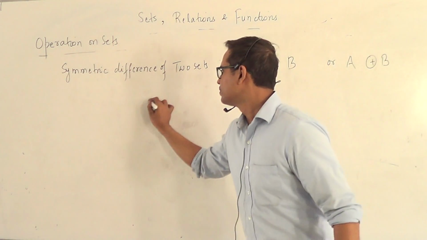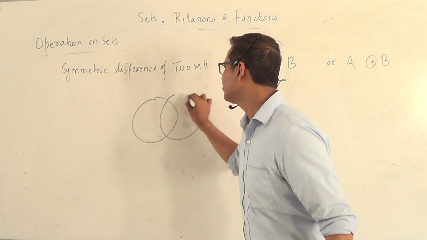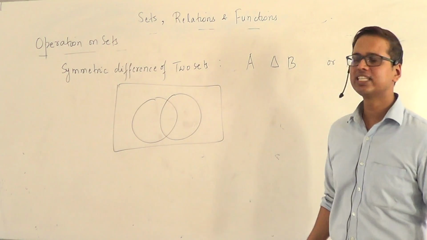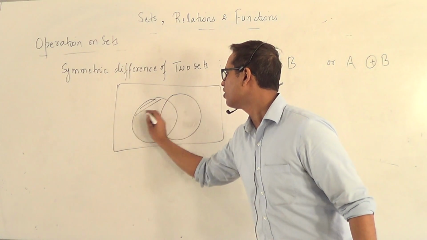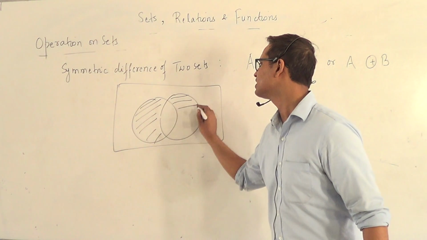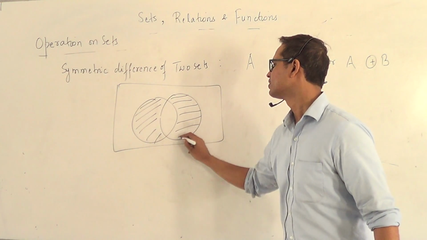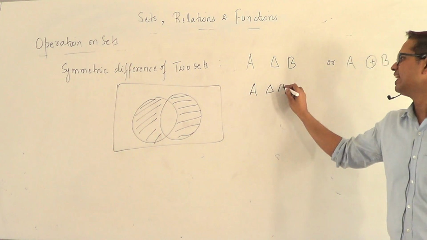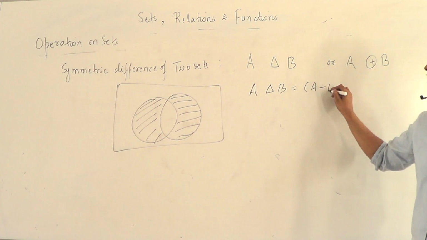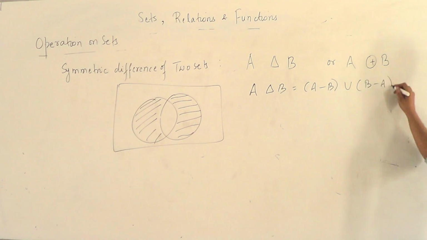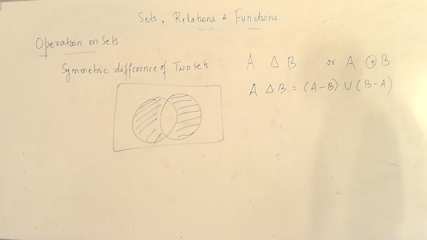Now, showing you in a Venn diagram, symmetric difference of two sets is basically the union of A minus B and B minus A. Isn't that always a null set? Don't you think? If I take the union of A minus B and B minus A, it would be a null set if I take their intersection, not their union.